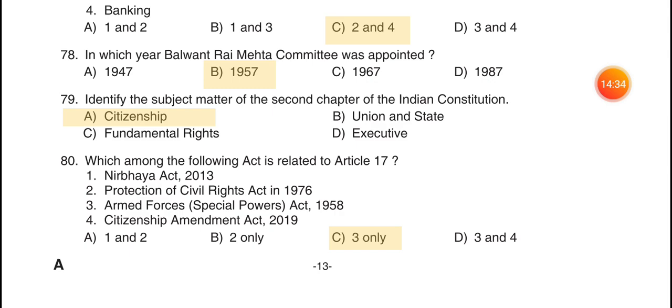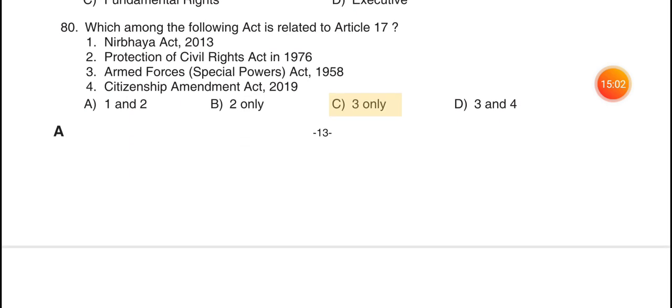79. Identify the subject matter of the second chapter of the Indian Constitution. Option A, citizenship. 80. Which among the following acts is related to Article 17? 1. Nirbhaya Act 2013. 2. Protection of Civil Rights Act in 1976. 3. Armed Forces Special Powers Act 1958. And 4. Citizenship Amendment Act 2019. The answer is 3 only, that is the Armed Forces Special Powers Act 1958.